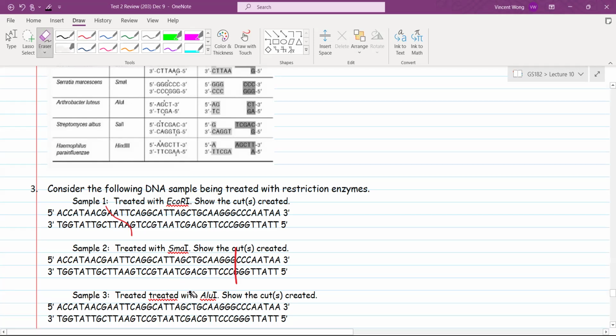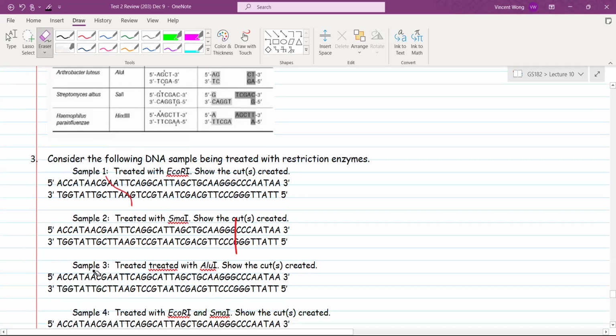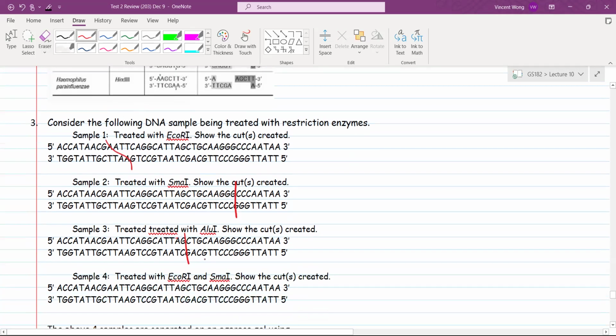Next one is treated with AluI, which is AGCT. So AGCT. AGCT right here. Okay. AGCT is going to be one cut. And then do we have another AGCT? Nope, I don't think so. If you see it, let me know, okay? If you see something I don't see.